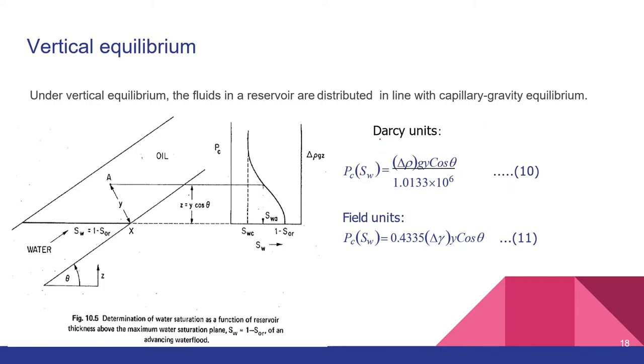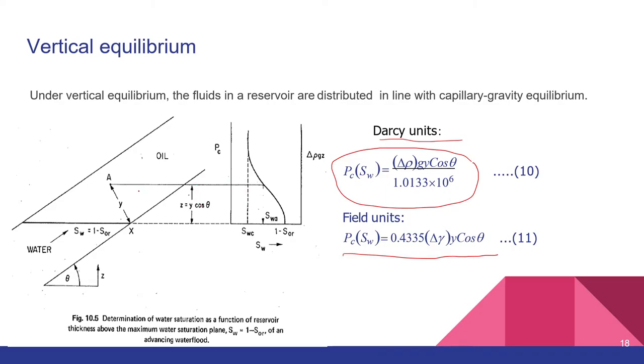In Darcy units, this will be the equation: Pc at a certain water saturation equals delta rho g y cos theta over 1.0133 times 10 to the power of 6. And in field units, Pc(Sw) equals 0.4335 delta gamma y cos theta.